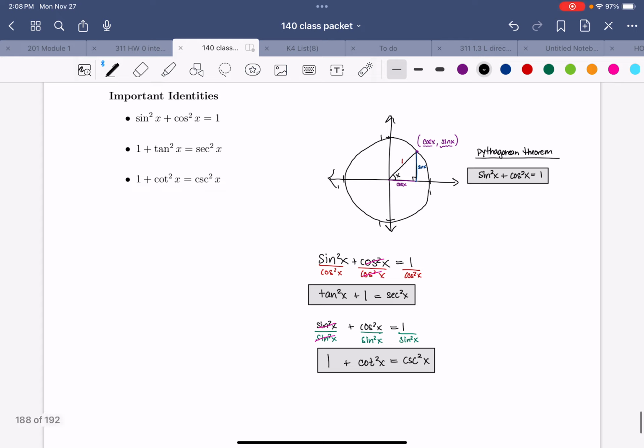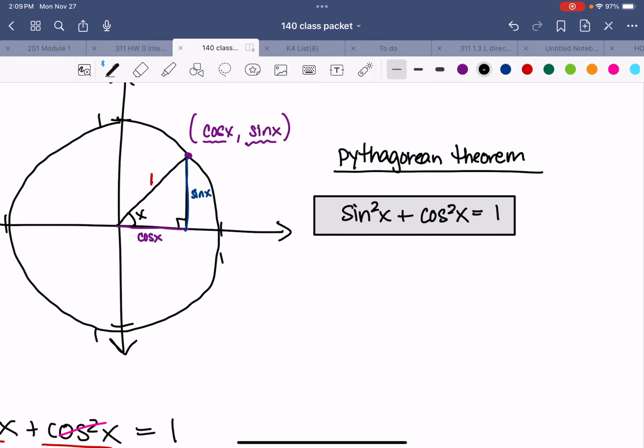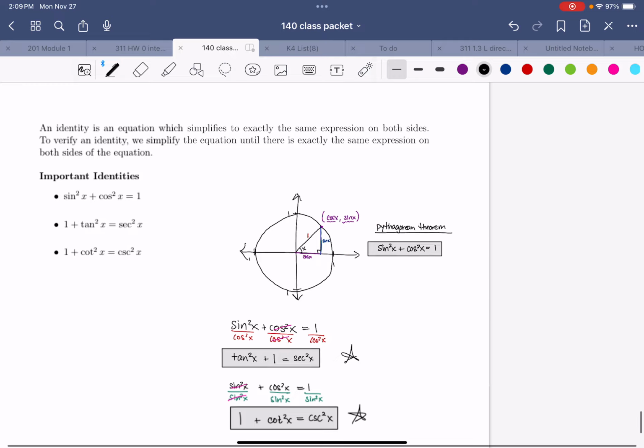Now these two, the tangent and the cotangent, not used that often, okay? Sometimes we'll use them in calculus depending on what trig function you're given. But for our purposes in verifying identities, 90% of the time you're going to use the sine squared plus cosine squared equals 1, okay? So we're going to focus a lot of our energy there.